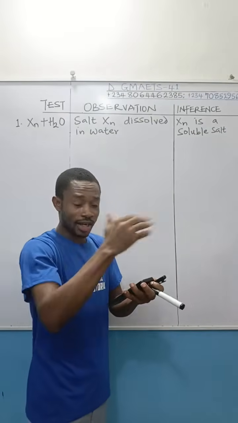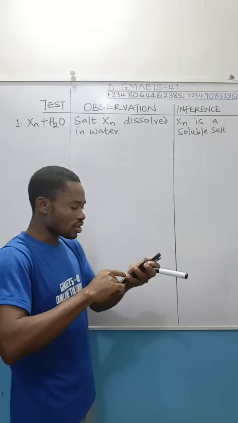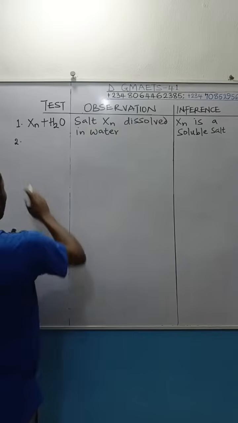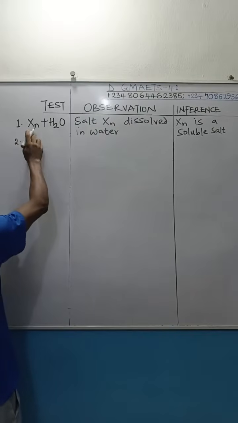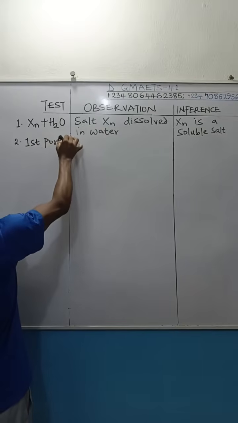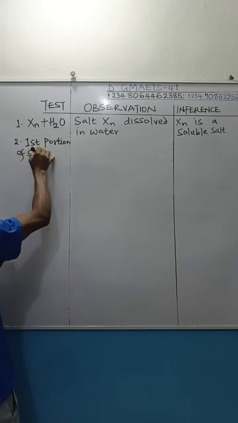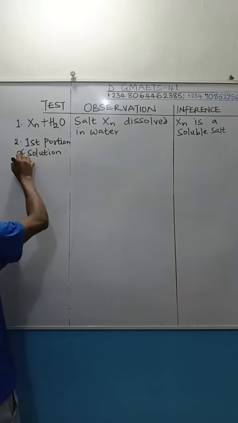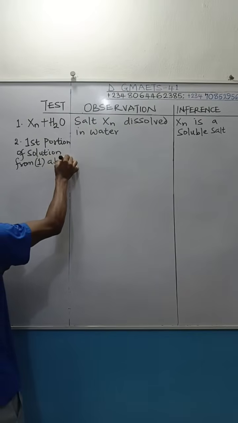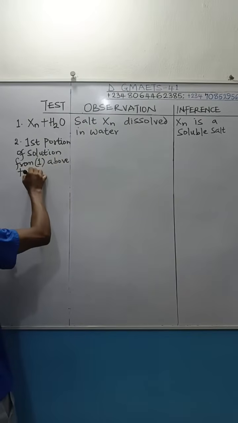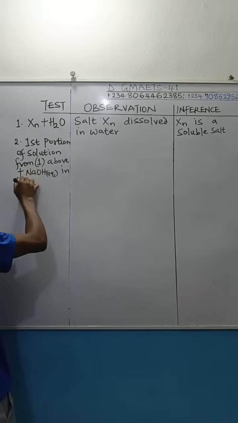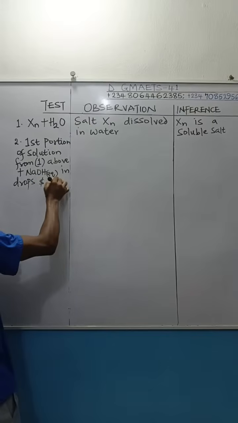But I'm going to be targeting something. In the first portion of the solution, let's give it as number 2: first portion of solution from 1 above, plus aqueous sodium hydroxide in drops and excess. In drops and excess.